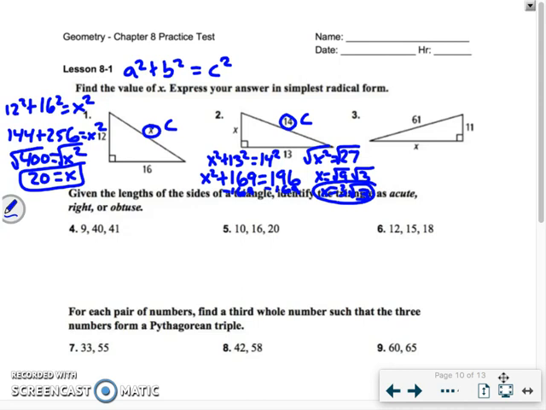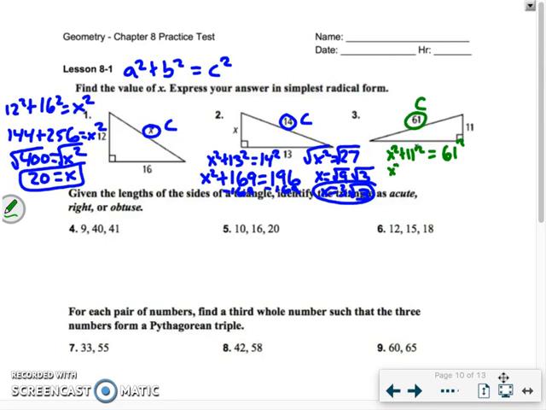Okay. Number 3 here is another perfect square. It's another Pythagorean triple, I should say. We go a different color. 61 is going to be your hypotenuse. So we have x squared and 11 squared adding up to 61 squared.